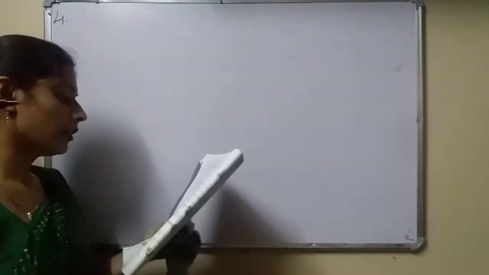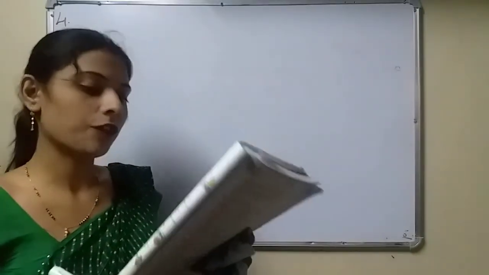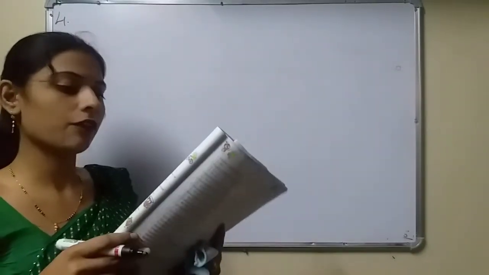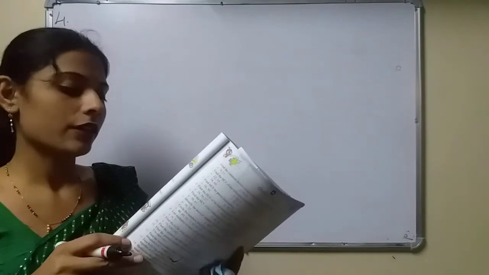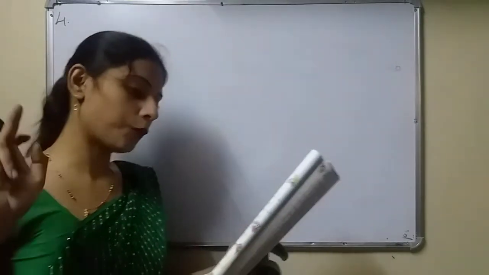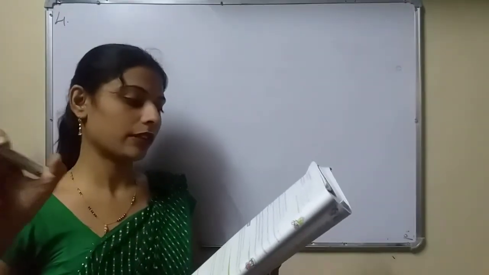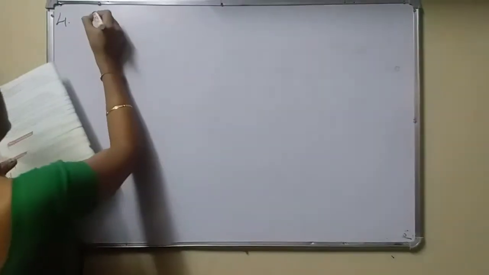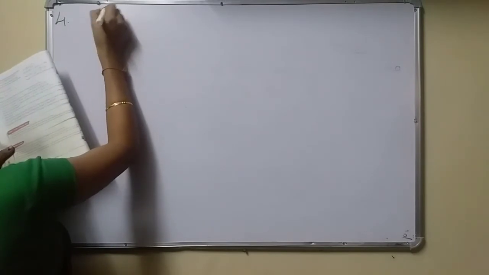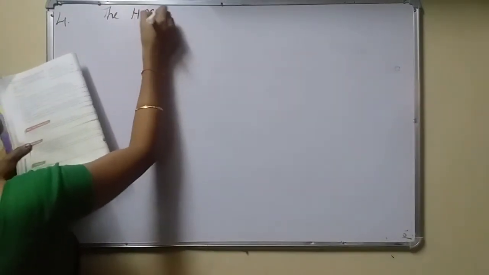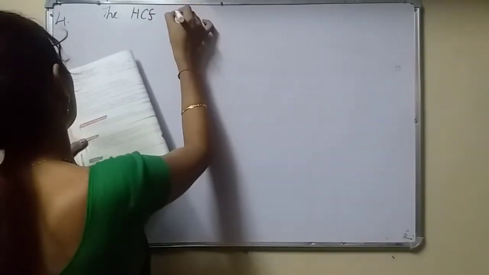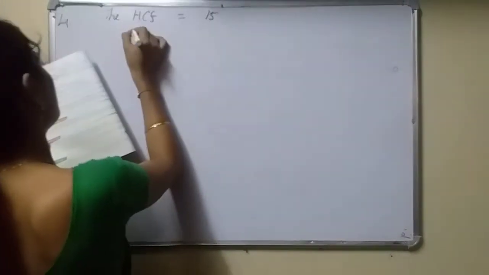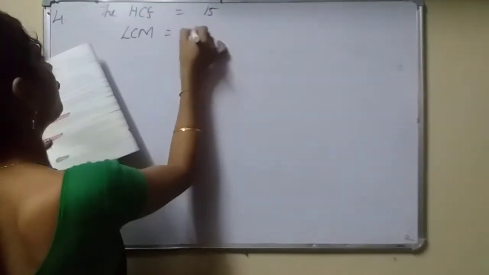Now see question number 4. The HCF and LCM of two numbers is 15 and 450 respectively. If one number is 75, what is the other number? Now see here, the product is not given in this question. LCM and HCF are given and one number is given. Therefore, the HCF is equal to 15, LCM is equal to 450.